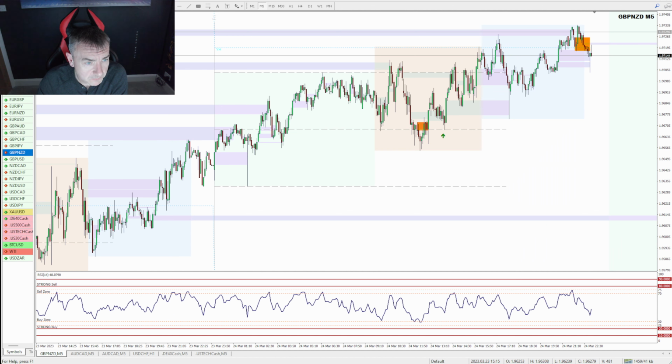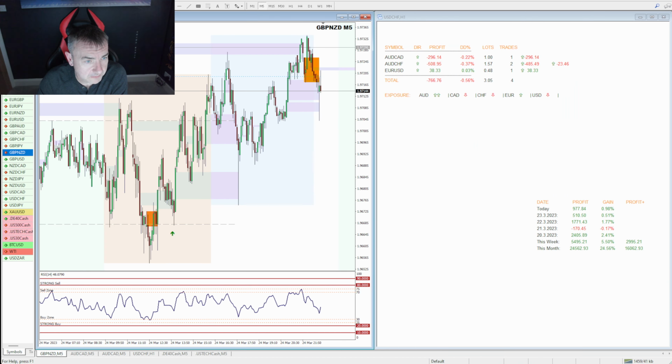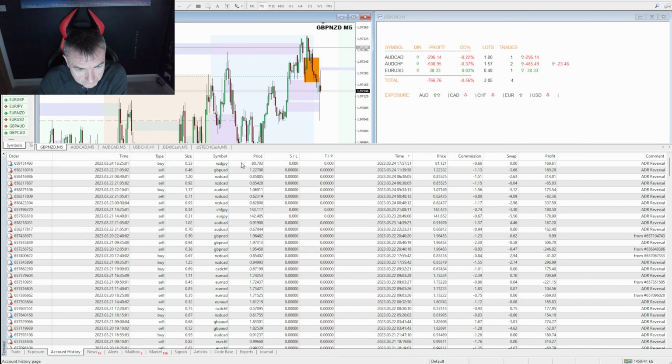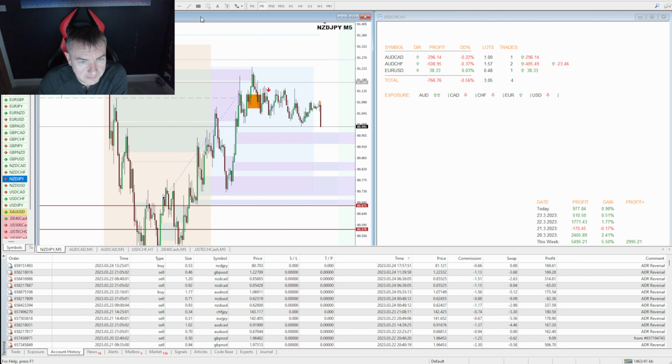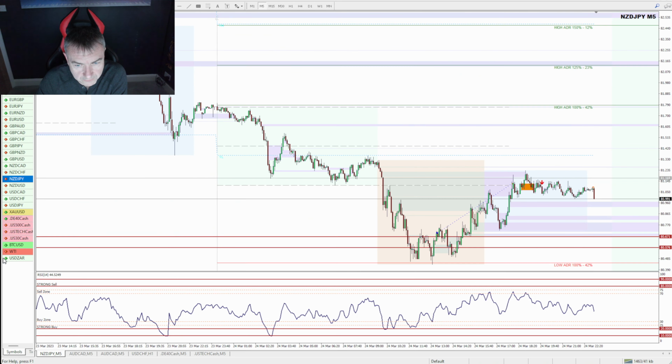We'll look at a few of the trades that have played out this week. Let me just look at some. New Zealand dollar yen, we can look at that one. Okay, so there's the New Zealand dollar yen. As you can see, the average daily range on this is 135 pips. It's showing up in the top left hand corner here, 135 pips, and that is a measurement from there to there.